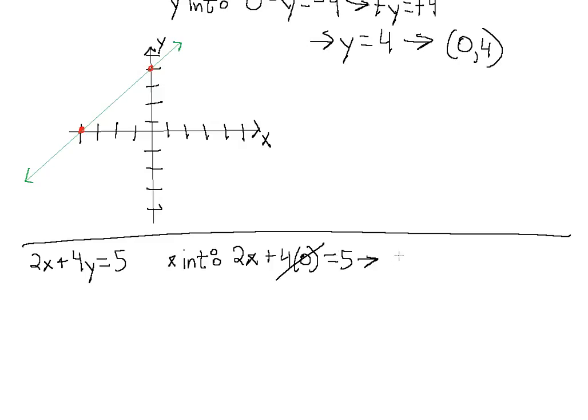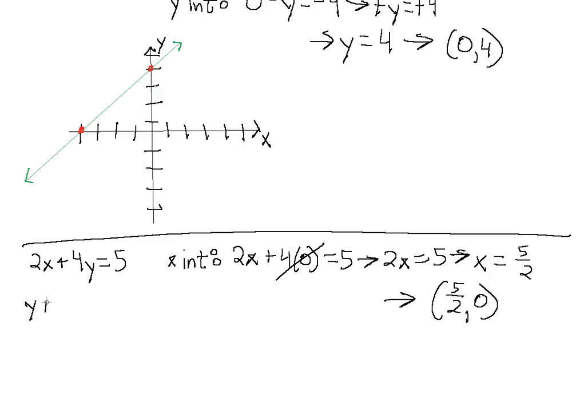4 times 0 is 0, so we have 2x equals 5. We can divide both sides by 2. That'll give us just x on the left side and 5 halves on the right side. So our x-intercept is 5 halves and 0. Let's go ahead and find our y-intercept.